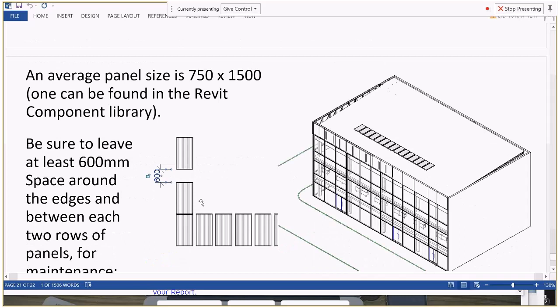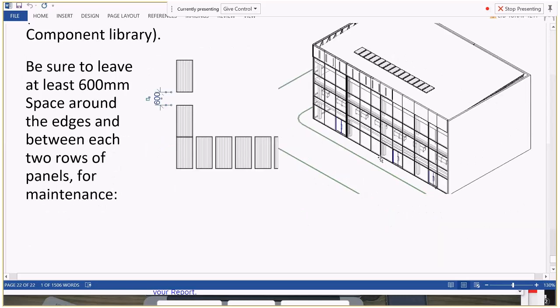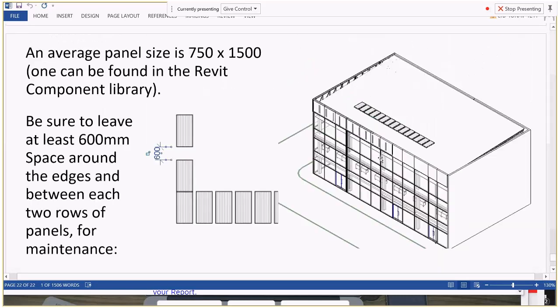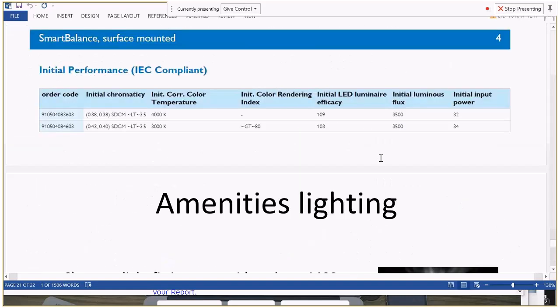Spoke about our solar panel rooftop calculations earlier on. So arrange them in these banks. So that's a bank of one. Probably want to have another row next to that, a bank of two. And we'll want to be filling this whole roof space with a 600 mil gap around the edge and a 600 mil gap between your banks of two.